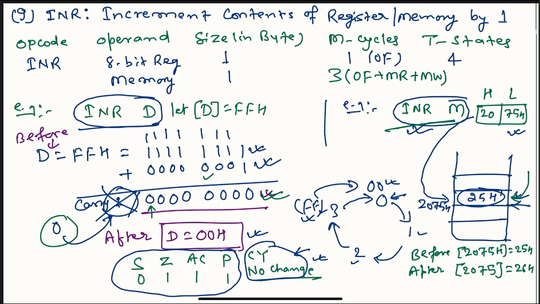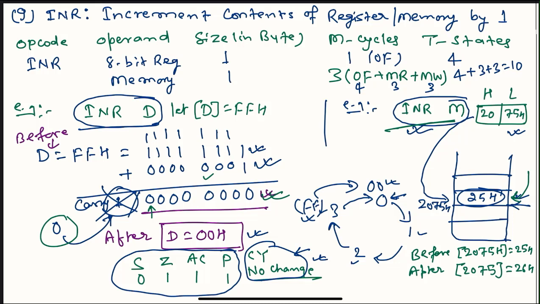That operation is called a memory write. So as we know, for the opcode fetch by default it will take 4 T states. Then for the memory read it is 3, and for the memory write it is 3. So 4 plus 3 plus 3, it will take a total of 10 T states to execute this instruction INR M. So we should be very careful while doing this.